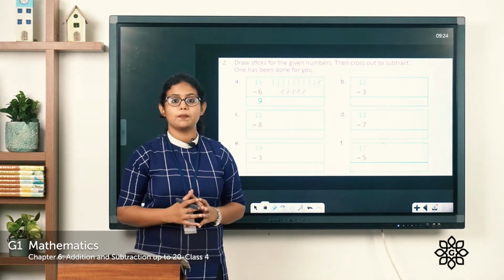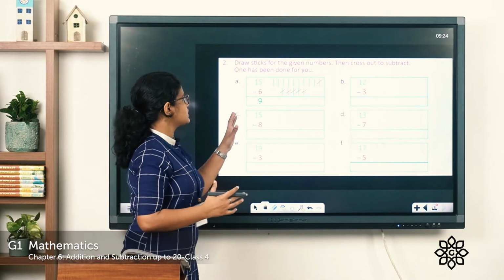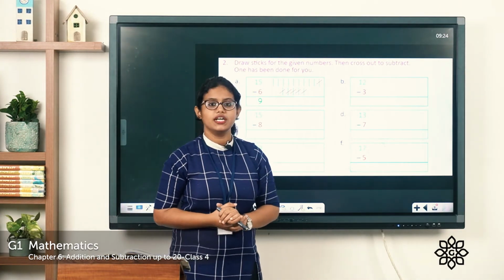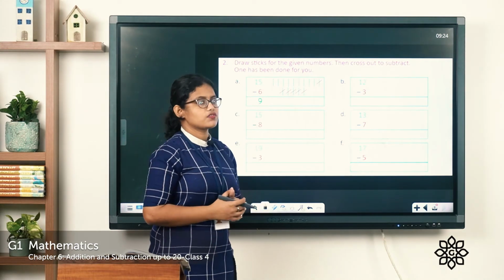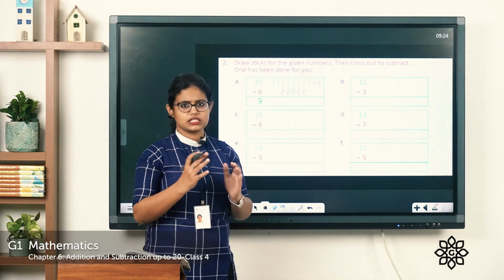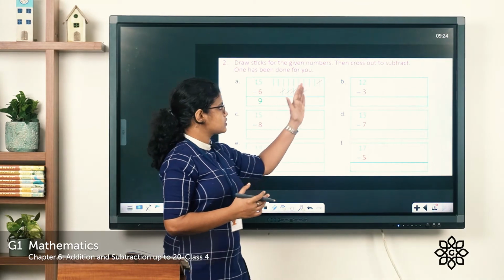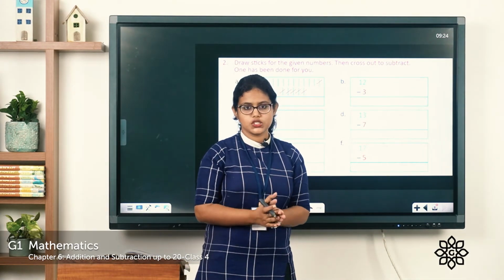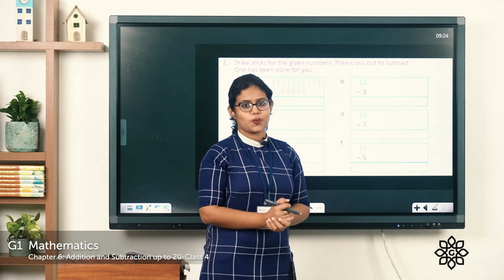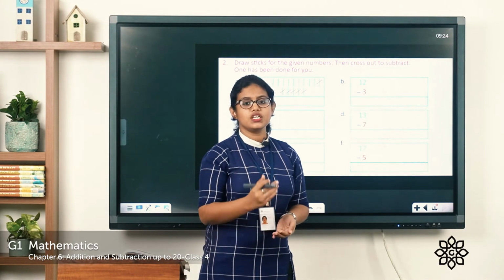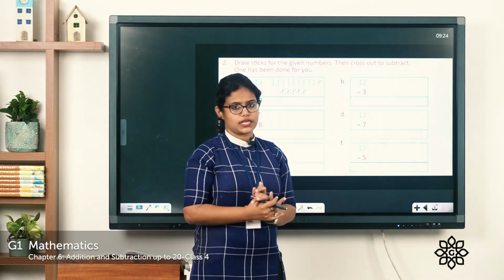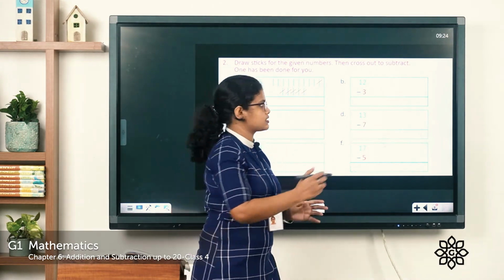You can take page number 91. So see here. Here you have to draw sticks for the given numbers, then you have to subtract. Let me give you an example. Let's take the second one, 12 minus 3. So we need to subtract 3 from 12. You need to take away 3 from 12. So first you can draw 12 sticks. Let's draw 12 sticks.